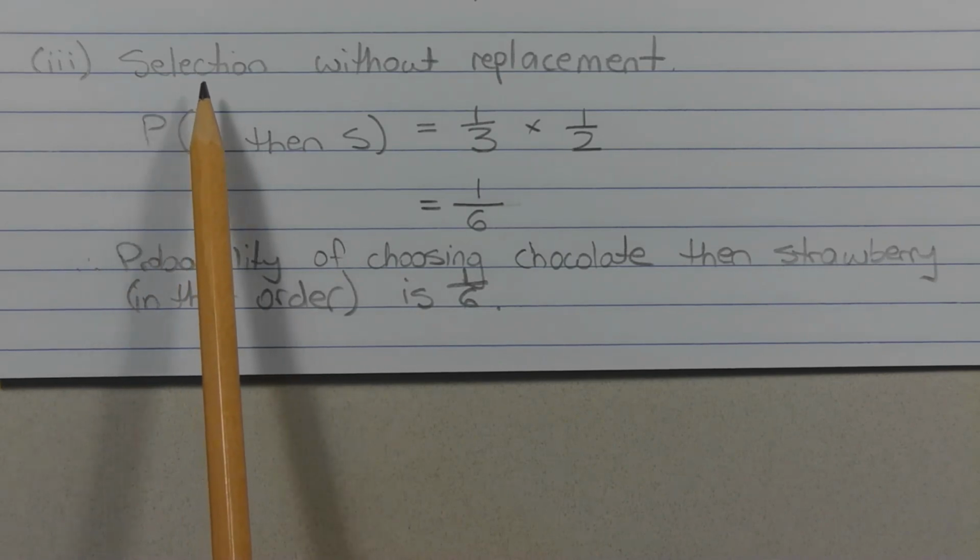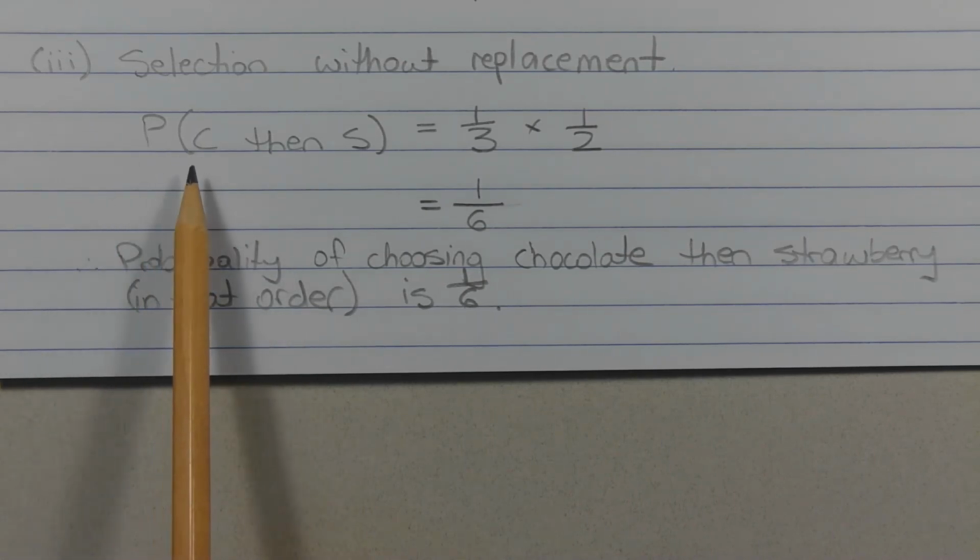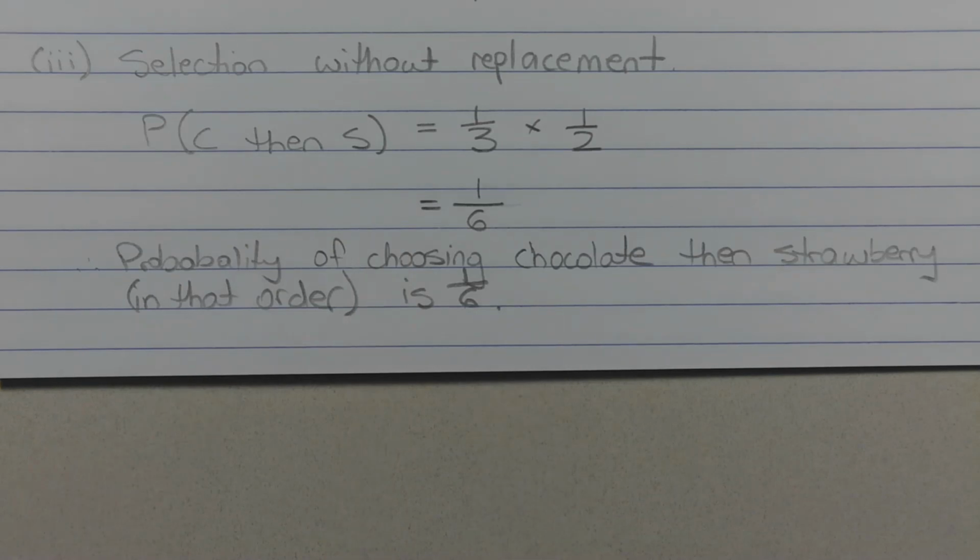This is an example of selection without replacement, since we know the second flavour is different to the first flavour chosen. Now in the first selection, Mei-Ling has a choice of 3 flavours: chocolate, vanilla and strawberry. And they're all equally likely to be selected. So the probability that Mei-Ling chooses chocolate first is 1/3.